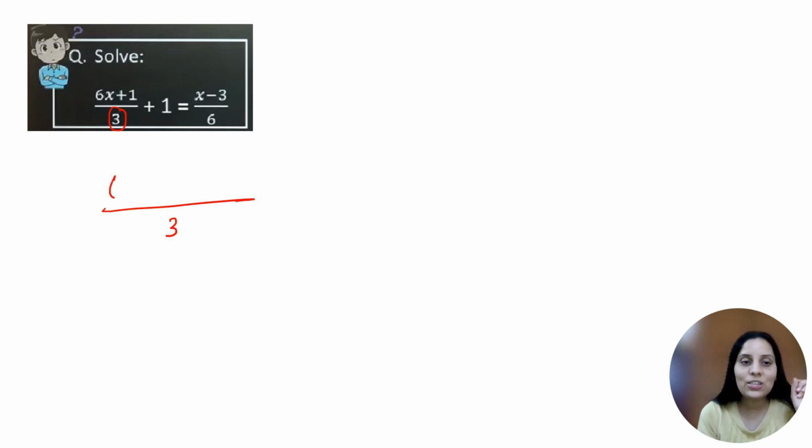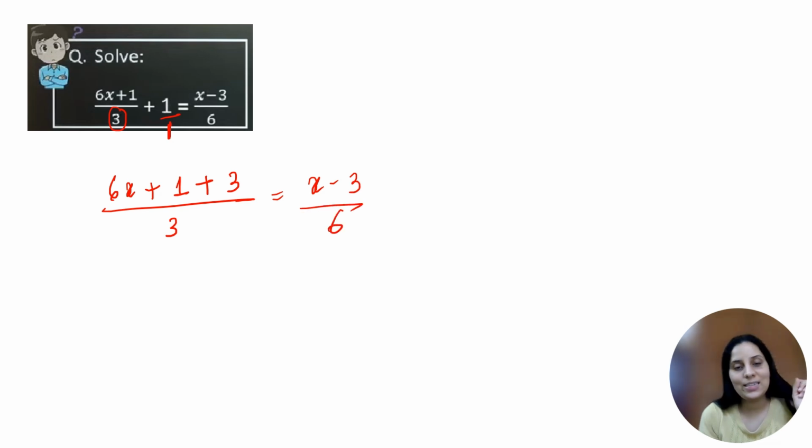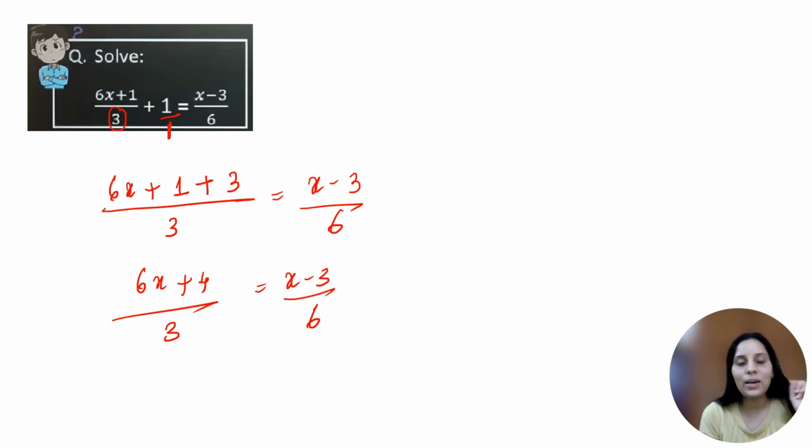3. So 6x plus 1 plus, here since it is 1, I want a 3. I will multiply 3 to both numerator and denominator. Sorry, x minus 3 whole by 6. So here 6x plus 4 by 3 equal to x minus 3 by 6.